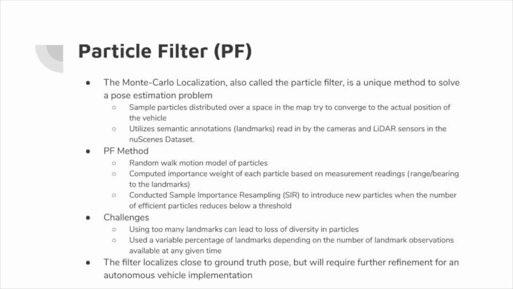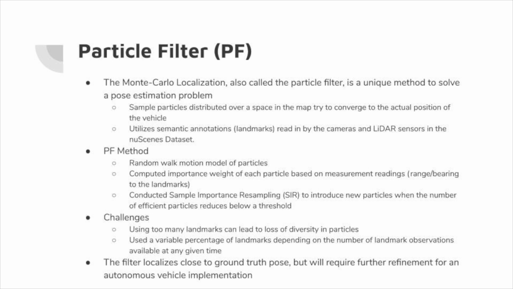The other method we use to solve the pose estimation problem is with a particle filter. Our particle filter uses semantic landmarks identified using cameras and LiDAR to help determine the vehicle's location. We use 100 particles and move using a random walk motion model and resample whenever the number of effective particles drops below a set threshold to reduce the error.